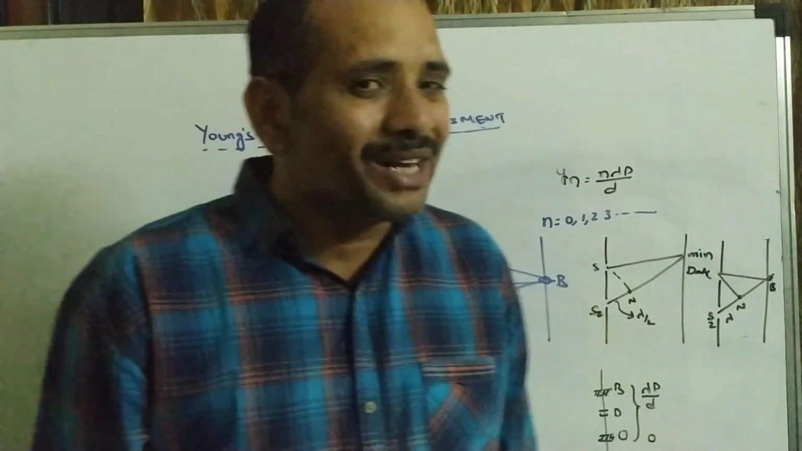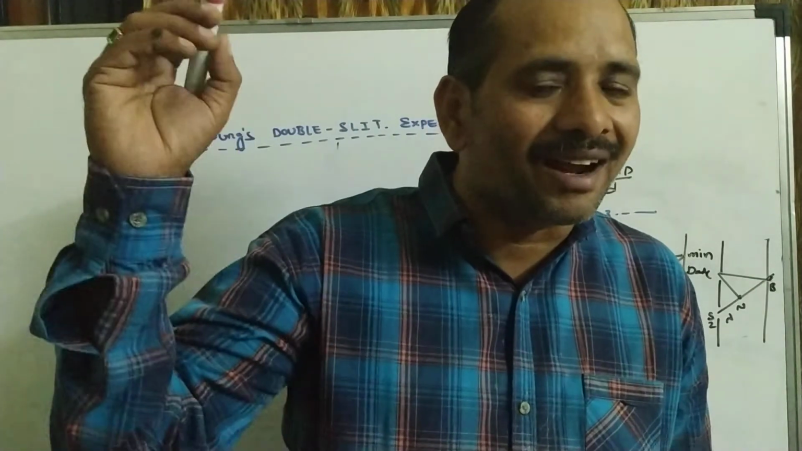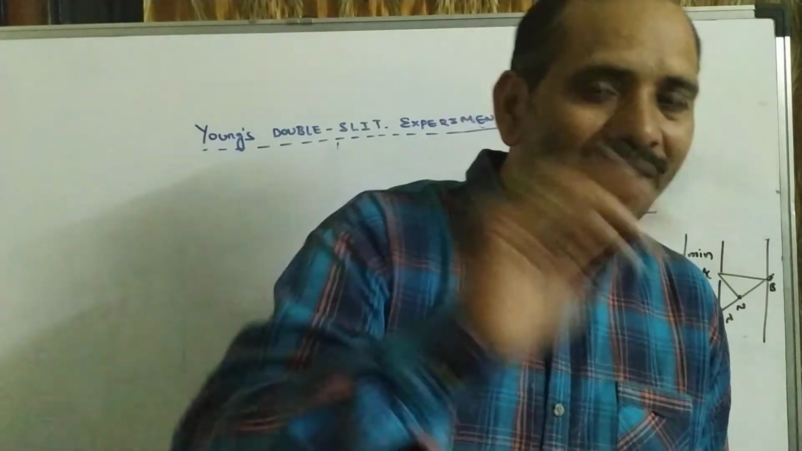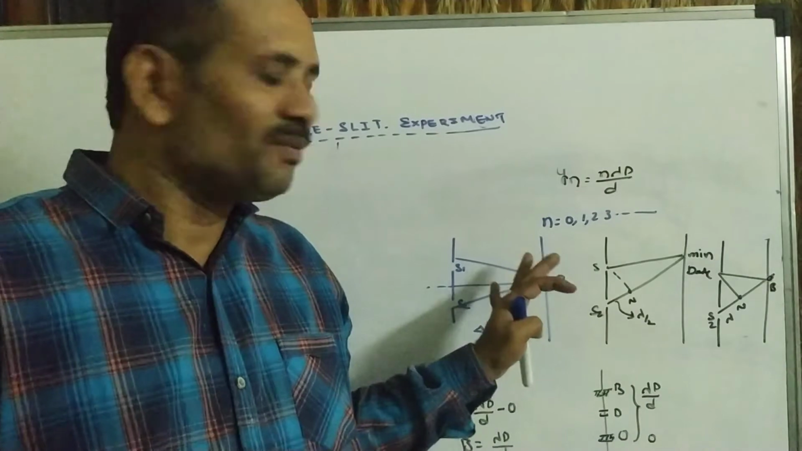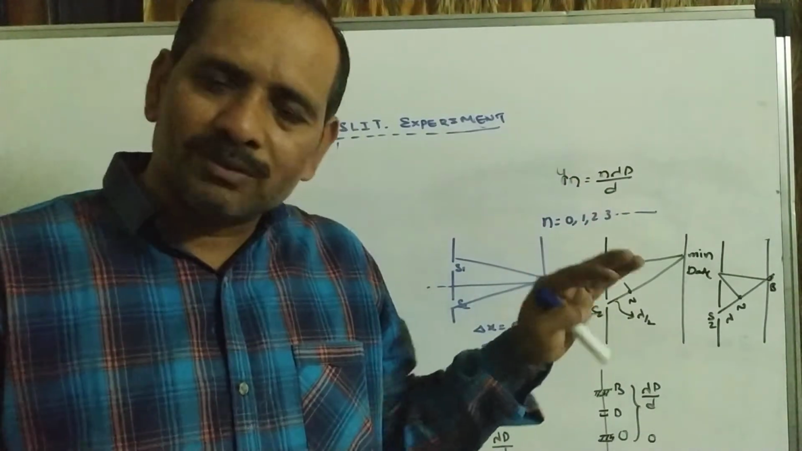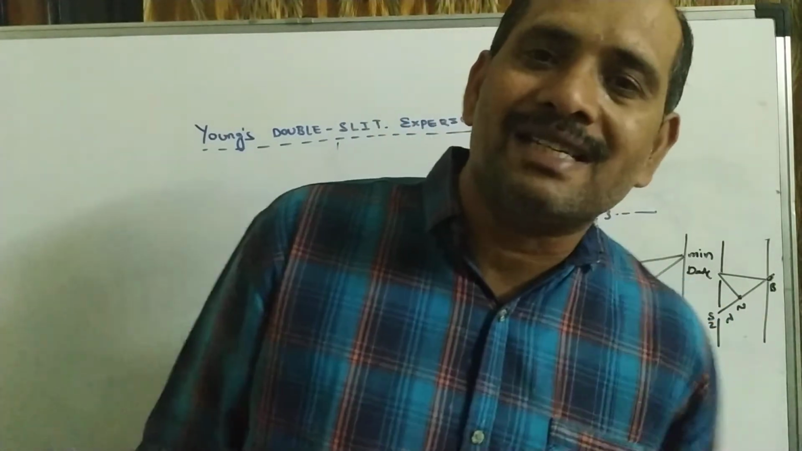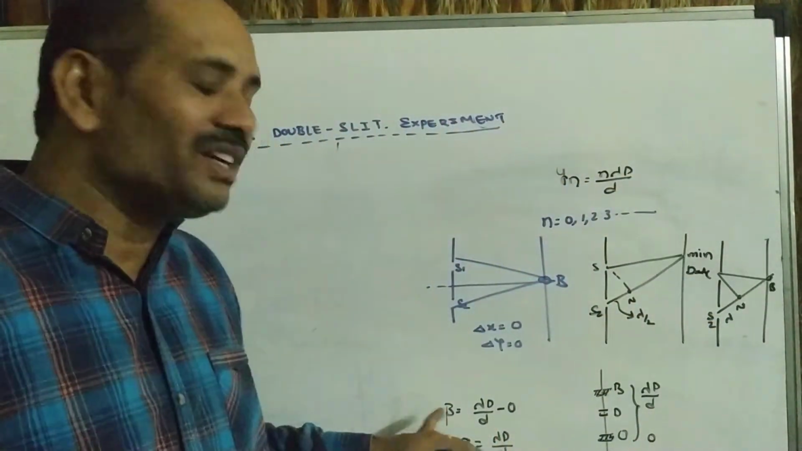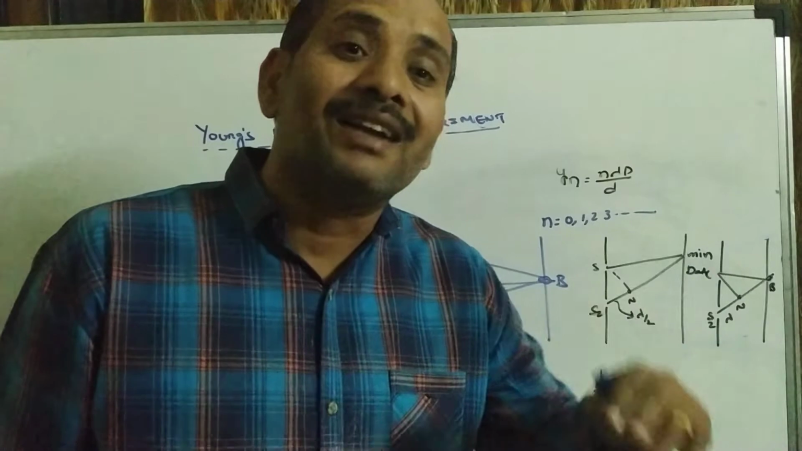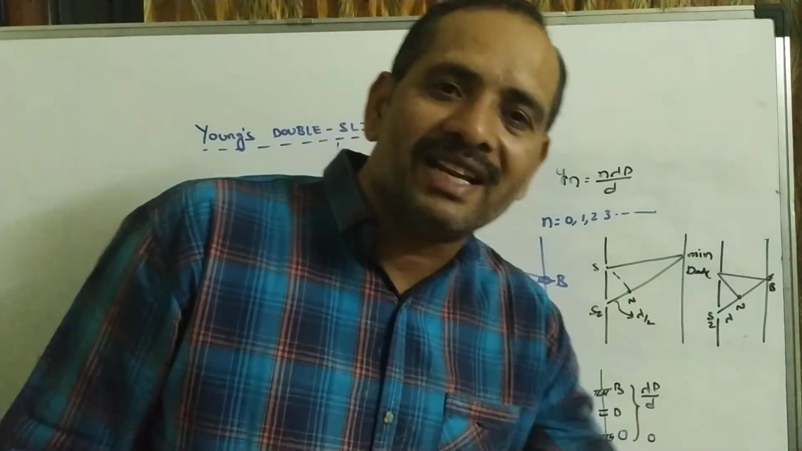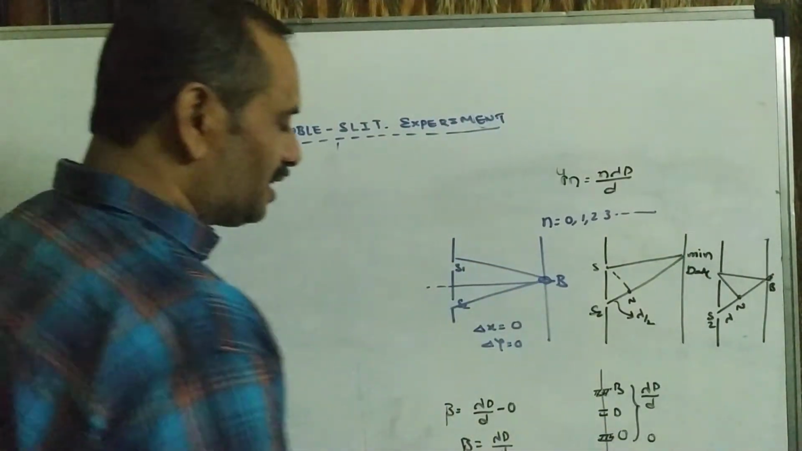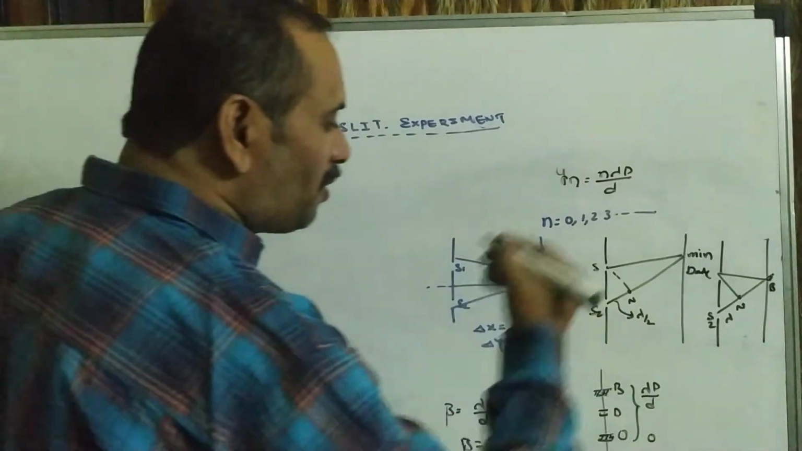Next, you may get a question like this. If we use colors from red to violet instead of monochromatic light only, first red, then up to violet, what about fringe width? Fringe width decreases because of the decrease in wavelength. Next, what about the dark band, sir?